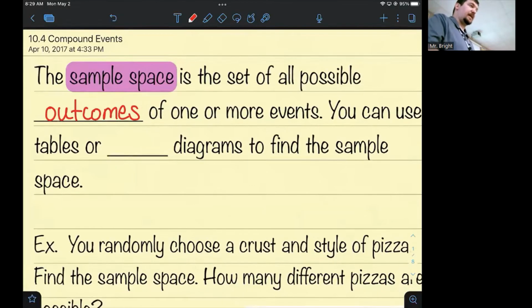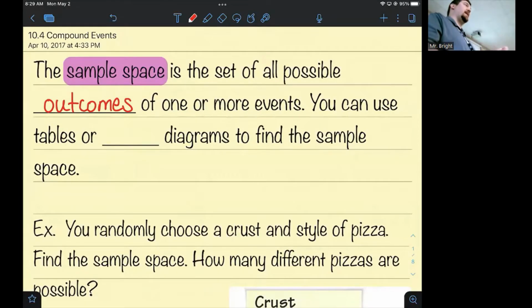Okay. So for example, if I was doing both of those things, I could flip heads and roll 1, flip heads, roll 2, flip heads, roll 3, flip heads, roll 4, tails, and all those options as well. So when we make a list of all of our possible options, that's the sample space.